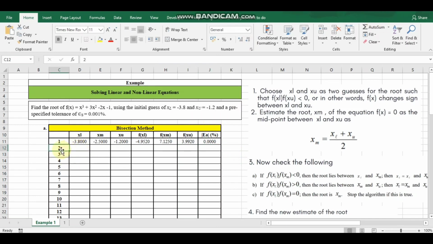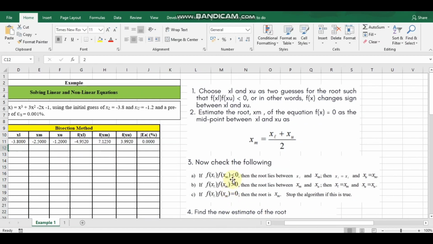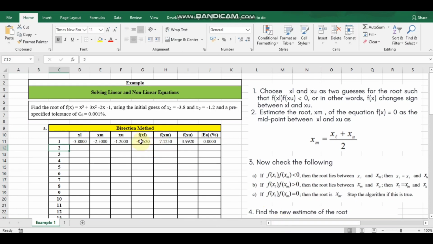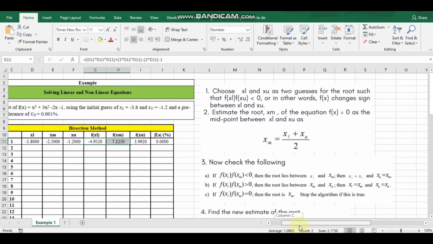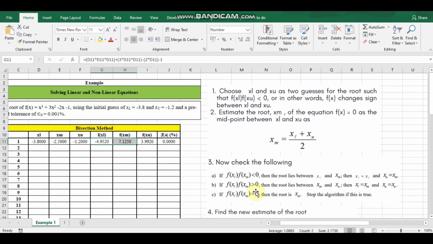Next, on iteration 2, we will follow step 3. Let's check the product of f of xl and f of xm. The value of our solved f of xl is negative, while f of xm is positive. So their product will be negative, or less than 0. So the condition here is: if f of xl times f of xm is less than 0, then the root lies between xl and xm.